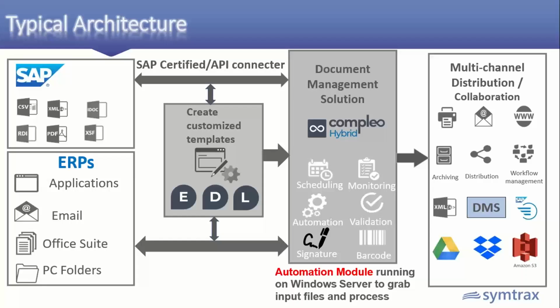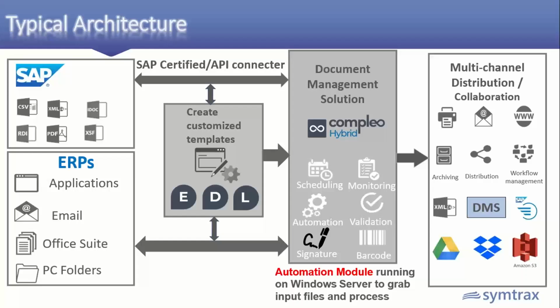Now let's see how the process is done. When documents are processed from the ERPs, for SAP, they are captured using the SAP certified connector. For other ERPs, the document is captured using the API connector. Then in Complio, a predefined template is applied, and the output document is created and distributed automatically.